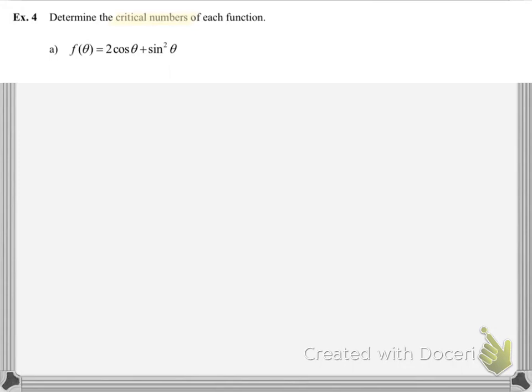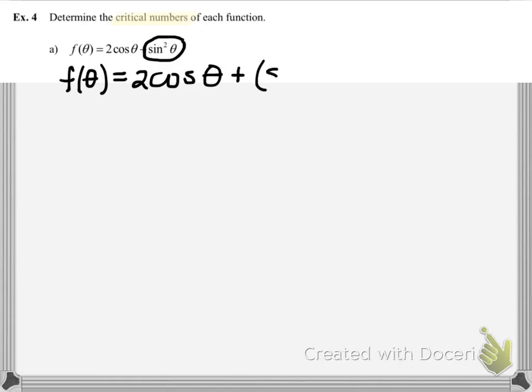So in this case, the second term in this function, sine squared, that's actually considered a composite function. So it's important that you remember when you have a trig function raised to a power, that's really the same as writing the quantity sine of theta squared. So when we write 2 cosine theta plus sine squared theta, it's really 2 cosine theta plus sine theta, the quantity squared. And perhaps writing it this way will help you recognize that the second term is actually composite. So we're going to need to use the chain rule to compute the derivative.